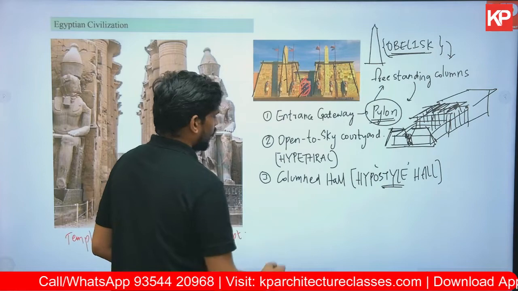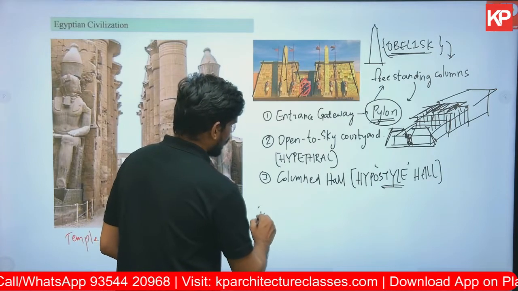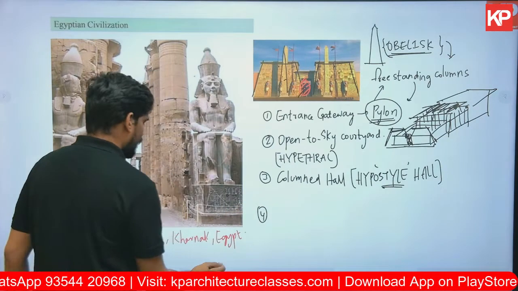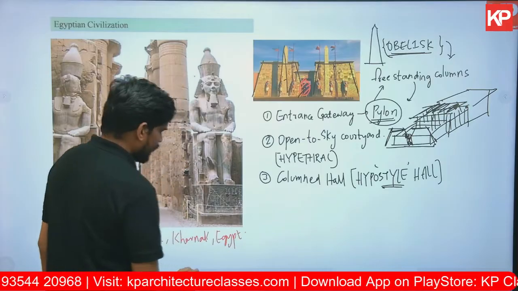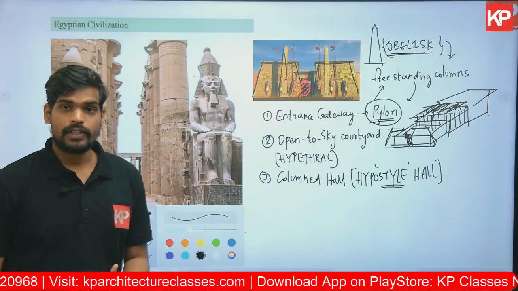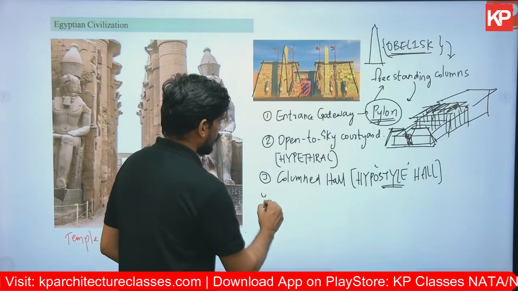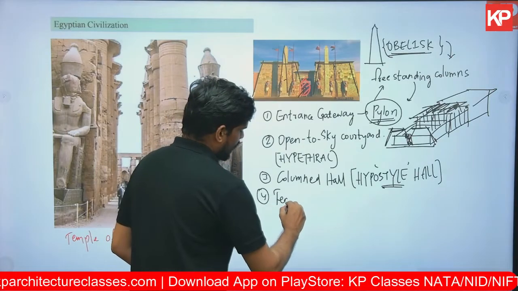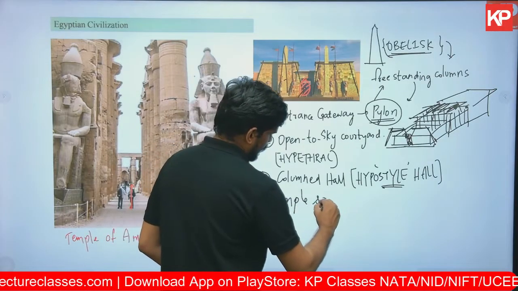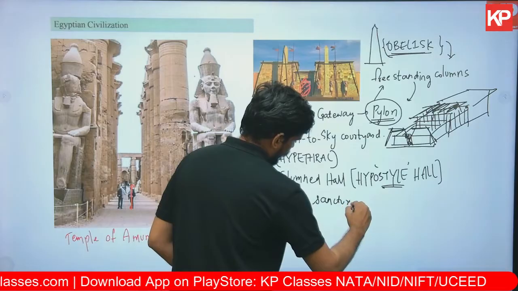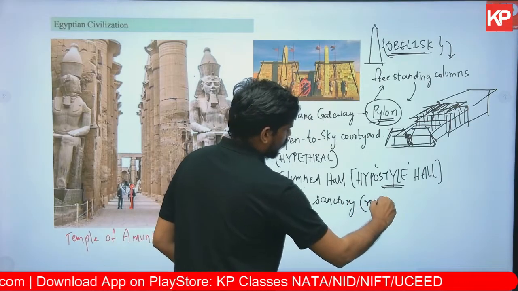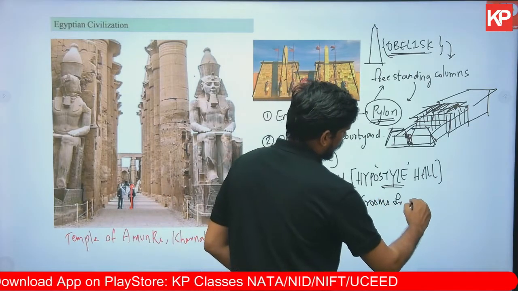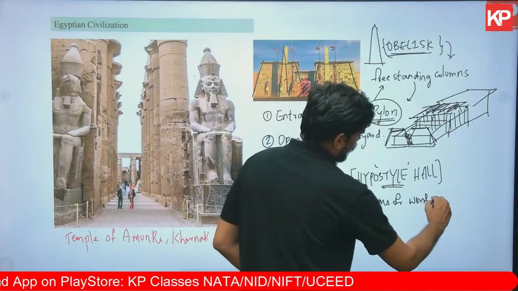And finally, the fourth space after the hypostyle hall in the ancient Egyptian temple is the sanctuary. The temple sanctuary is basically the rooms for worship.